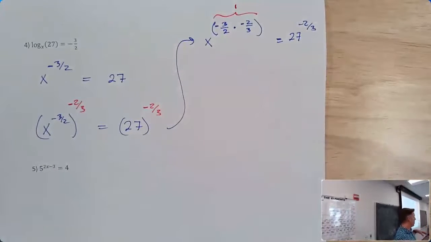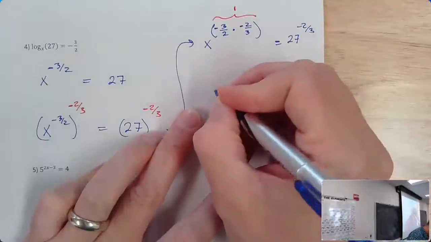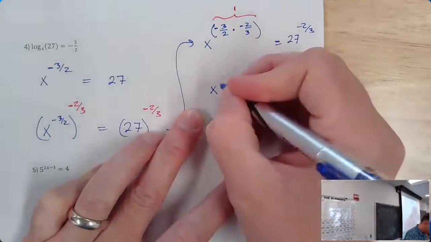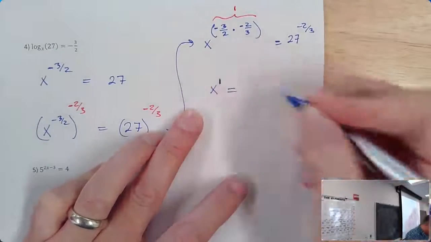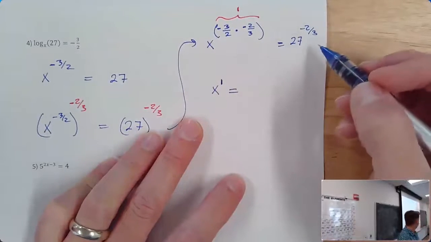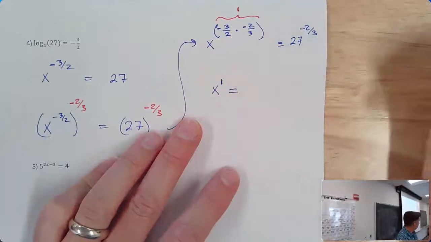So if you're ever trying to solve x to a power equal to something, raise both sides to the reciprocal power. It's almost always going to work. There might be some times it doesn't work, but most of the time it works. So now I've got x to the first. I'll write one more time. And now I need to deal with this, because even though this is technically an answer, it can be simplified.